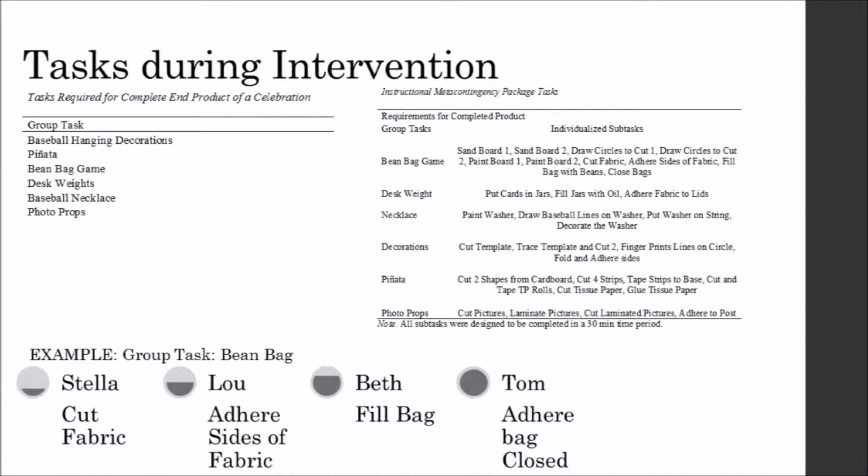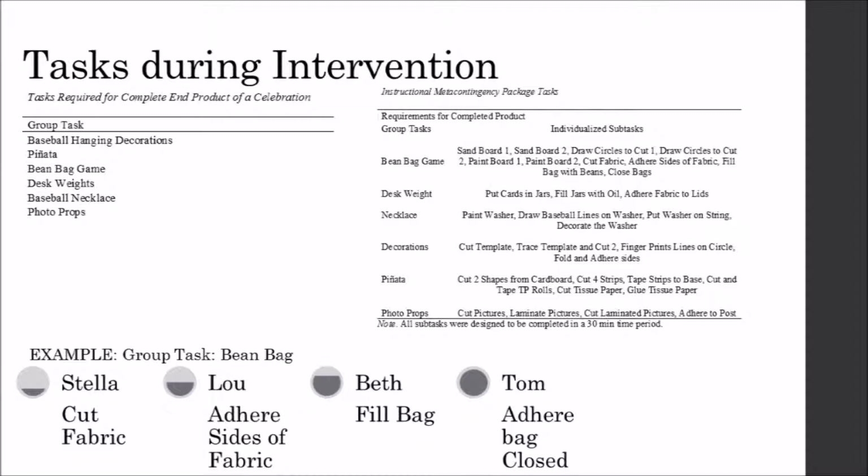So first there were the group tasks that defined what was required to make the end product of the celebration. These included the beanbag game, desk weight, necklace, decorations, piñata, and photo props. Now each of these group tasks was broken down into specific individualized subtasks that were given to each individual participant. These included different things such as painting washers, cutting pictures, sanding boards, adhering fabric together, cutting fabric.